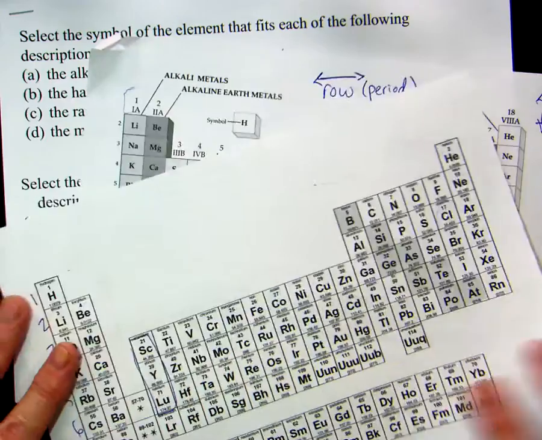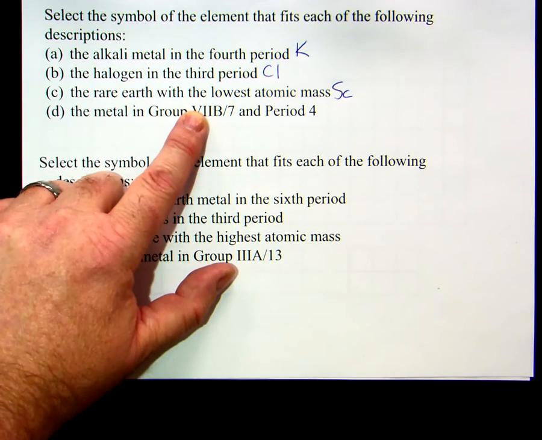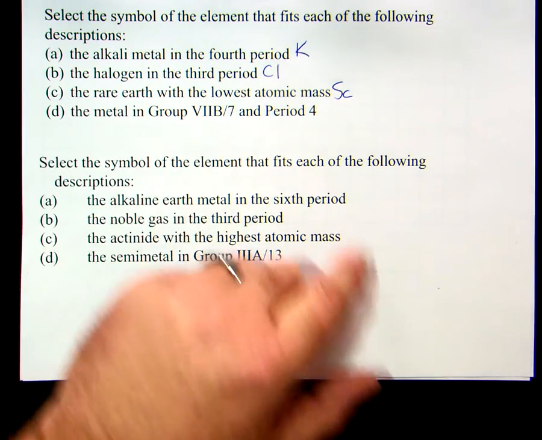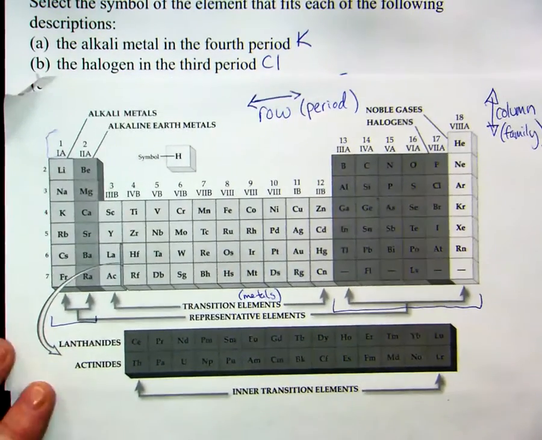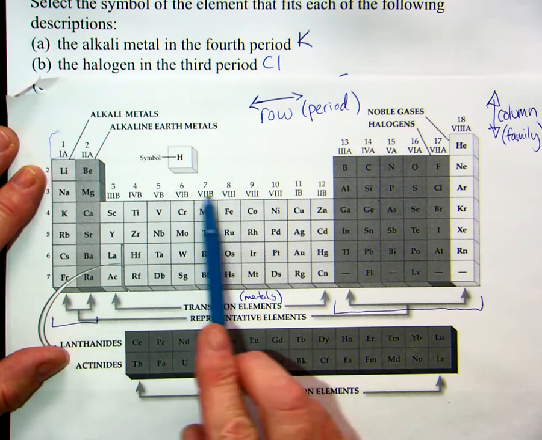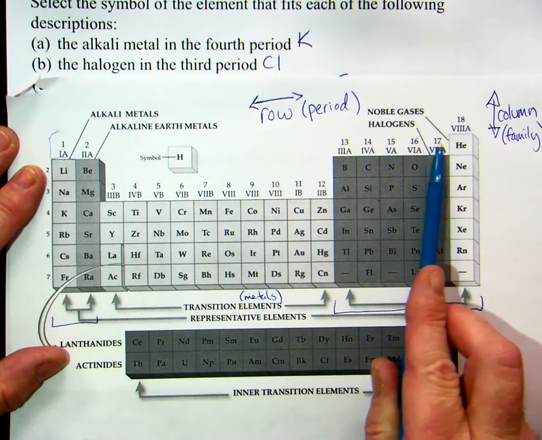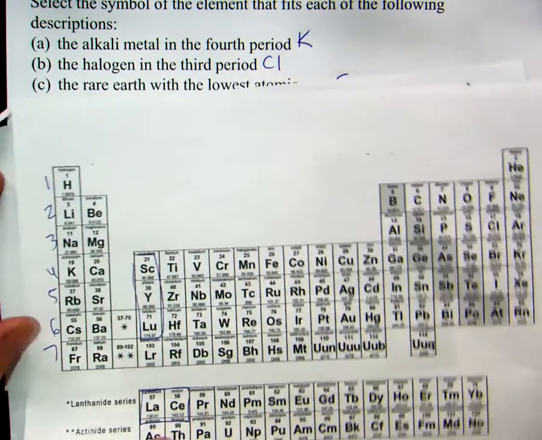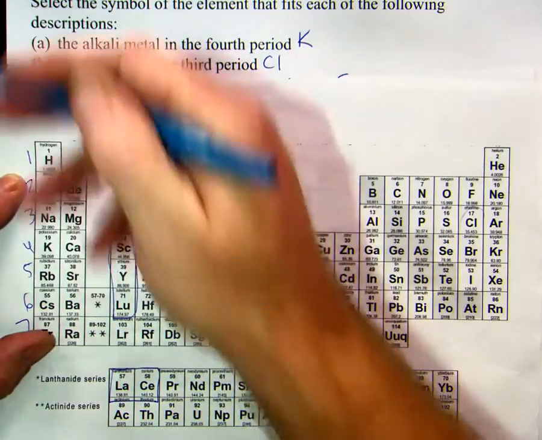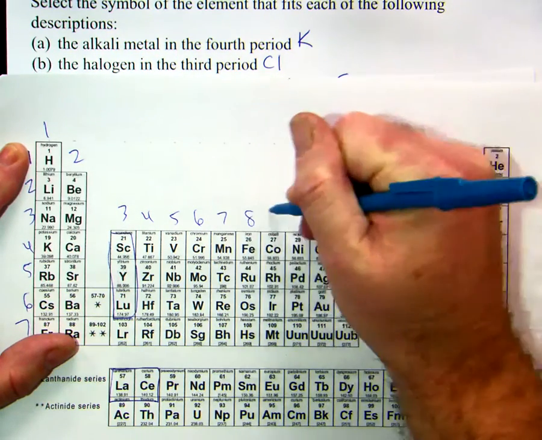Okay, so the one with the lowest atomic mass will be scandium. Okay, the metal in group 7b/7 and period 4. All right, so see this periodic table here? This has labels across the top. Some are Roman numerals, others are just regular numbers that we use today. That's another thing you're going to want to become accustomed to with a periodic table, is you're going to want to start numbering these columns.